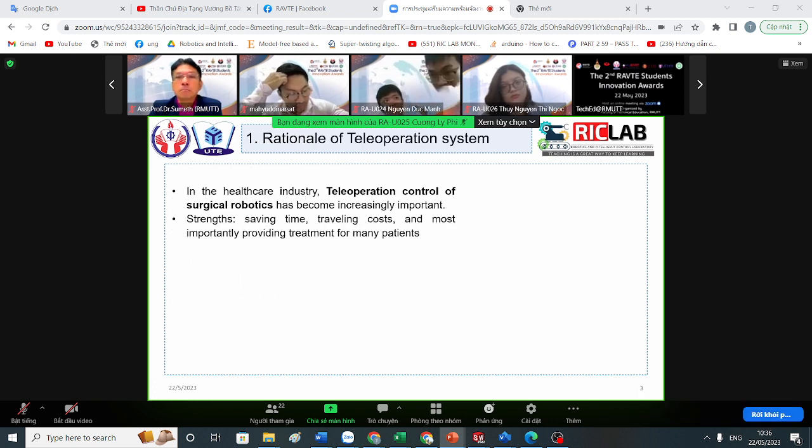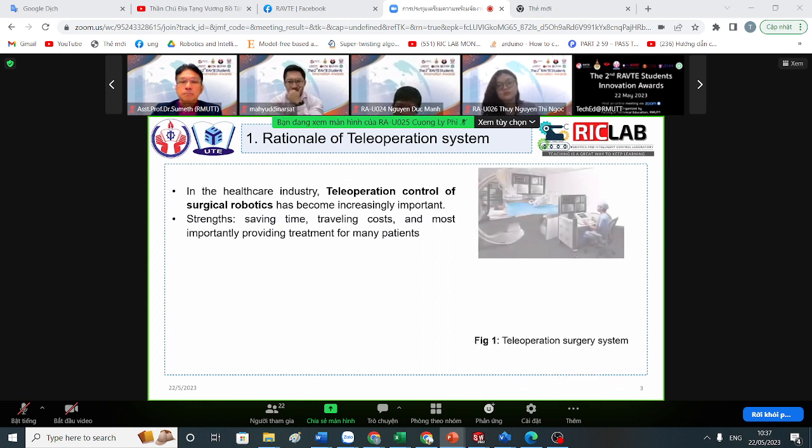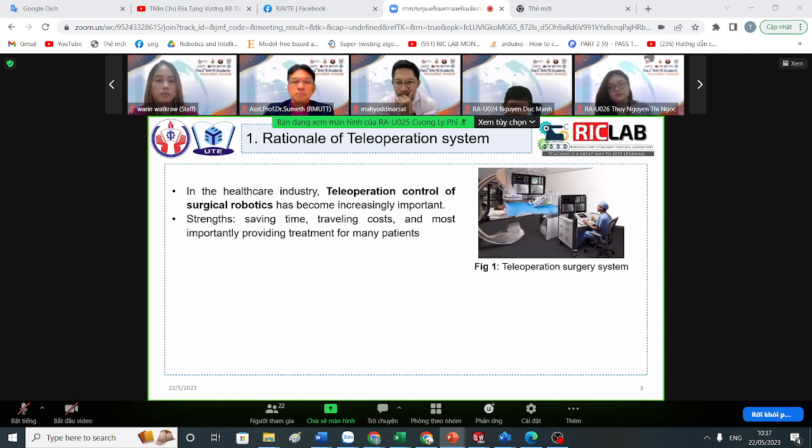First, the rationale of the calibration system. In the health industry, calibration control of surgical robotics has become increasingly important. It's the trend, saving time, traveling costs, and most important, providing treatment for many patients. Let me give you an example. Dr. A performed surgery for patient B in Vietnam, and after a short rest, he can continue to perform another surgery in a different country through the assistance of a teleoperated robotic system. This is an example of a teleoperation surgery system.